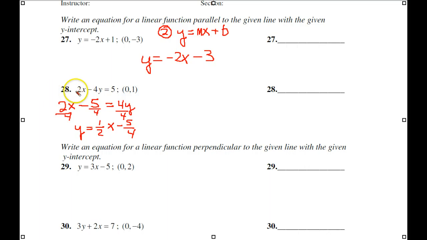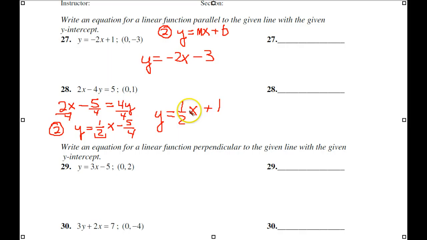Now in number 28, this is in standard form, equation 1. We want to put it into slope-intercept form, which is equation 2. We solve for a positive y. So I transposed this, then brought the 5 over as a negative 5, divided everything by 4, and then I wrote it this way. So my slope of the new equation will be the same, y equals 1/2 x. But now it's going to go through this b, this y-intercept, which is plus 1.